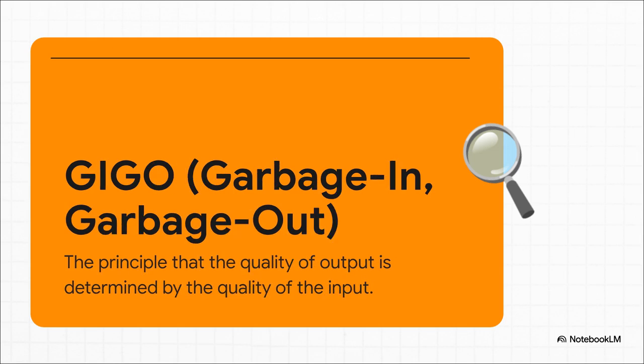And the last key term for this section is GIGO. It stands for garbage in, garbage out. And this is a really important idea to grasp. It just means that the quality of the computer's output depends entirely on the quality of the input. If you put in bad data, you're going to get a bad result. The computer isn't making a mistake, it's just doing exactly what you told it to do with the information you gave it. So remember, most computer errors are actually human errors.